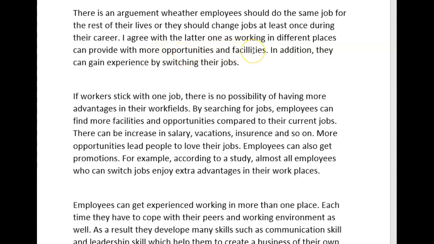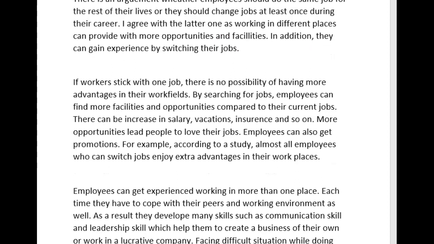Facilities doesn't really make sense here. It can provide facilities, that doesn't really make sense. So let's just leave it out. Working in different places can provide more opportunities. In addition, employees, because you didn't tell us who they are, can gain experience by switching jobs. All right, so just switching a few things around, and then the rest of it is fine. All right, let's move on.